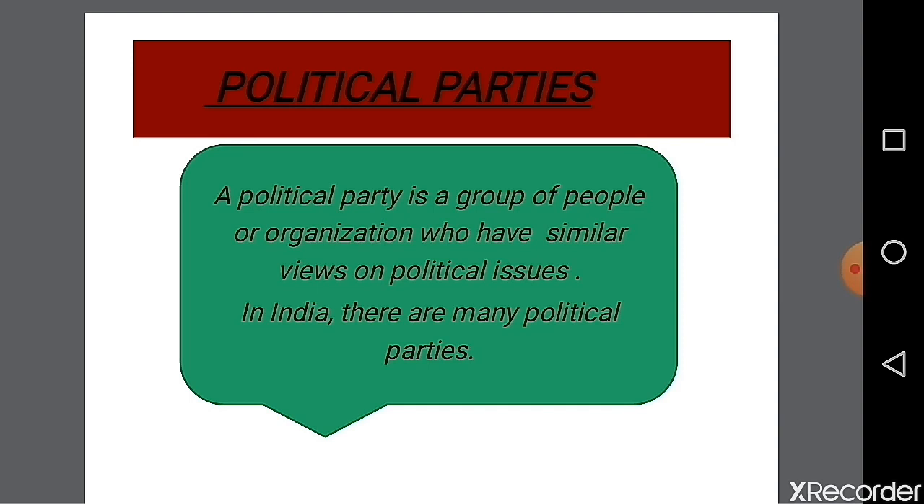So political party, I know you get it. What is a political party? A political party is a group of people who have similar views on political issues. And also I want to give you an information about it, that every political party who takes part in election always releases a manifesto. That means what will they do.